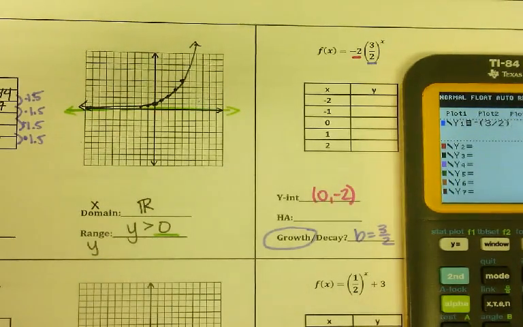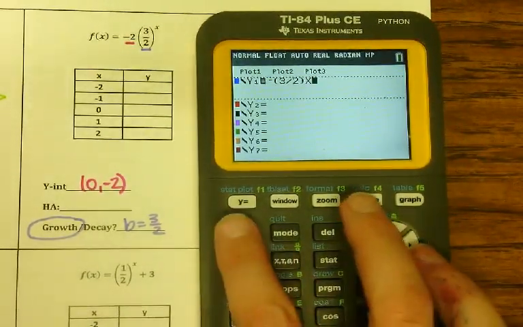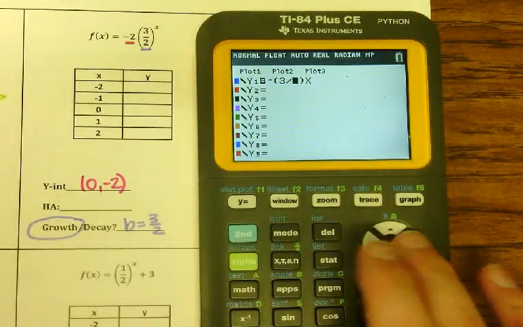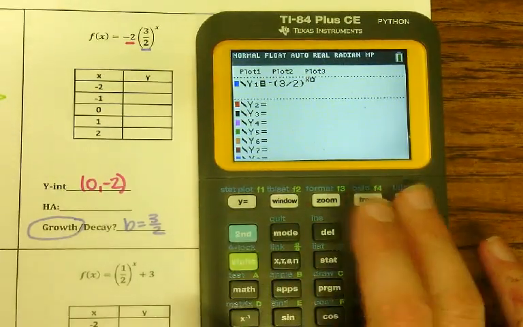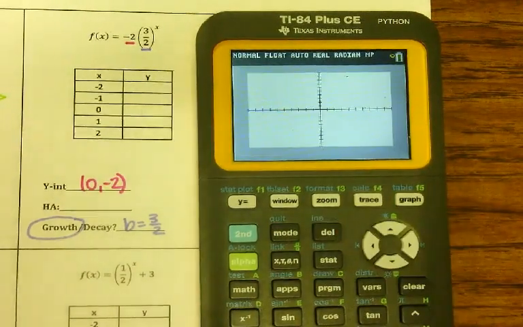Make sure you type it in correctly: 3/2 to the x power. And then, guys, let's see what it looks like first. Oh, what did I do wrong? Hey, you got to make that an exponent there. All right, 3/2 to the x power. If you type the wrong thing in, you will get the wrong answer. All right, so let's see here.